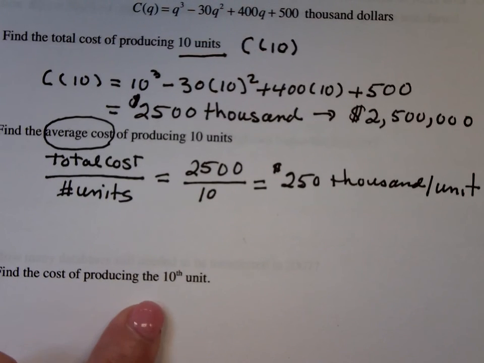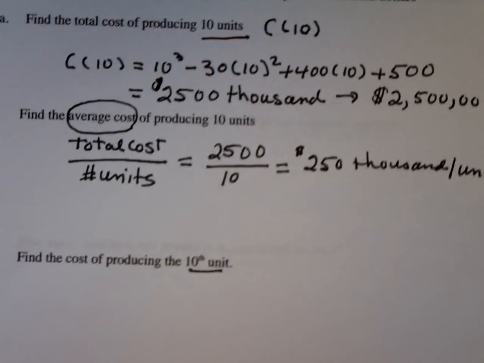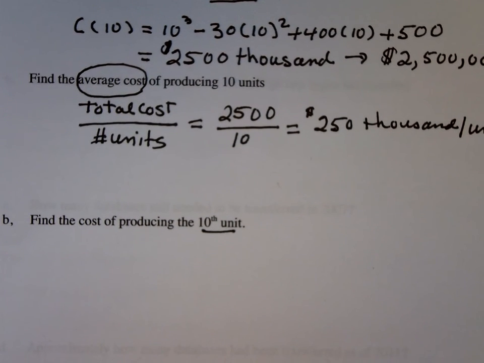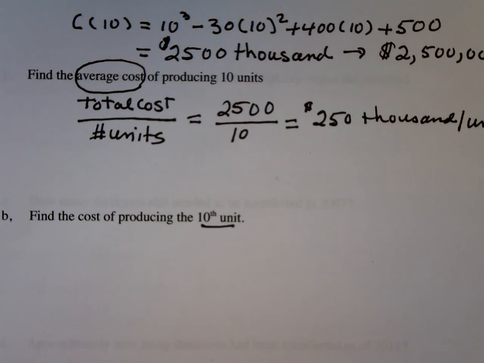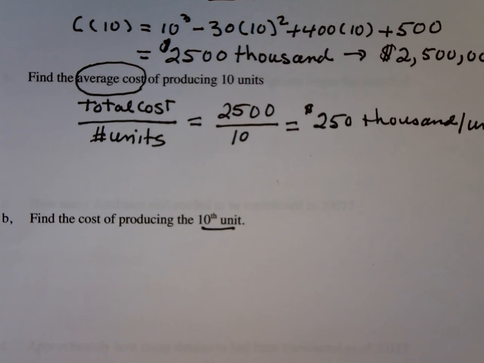Then it says, find the cost of producing the 10th unit. How would I find the total cost of producing only the 10th unit by itself? Just that 10th unit. What would I need to do? C of Q is the total cost of producing all that stuff, right? 10 of them. But I only want to know what it cost me to produce that last unit. So you just plug in 1? No, because that only gives me the cost of producing 1 unit.